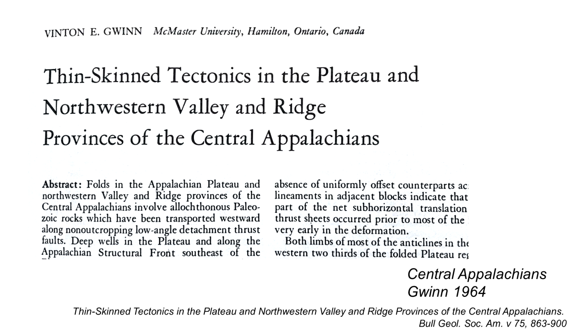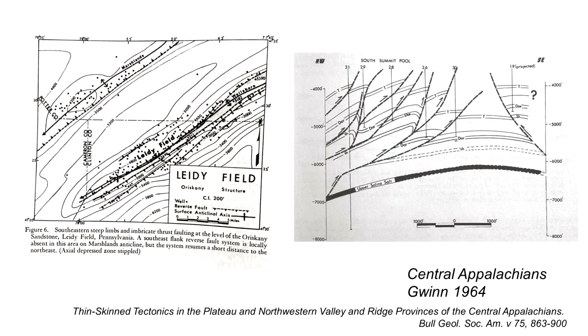In the early 1960s, Gwynn had worked for the Mobil Oil Company, and he was able to integrate a vast number of exploration wells, exploration for gas, in the valley and ridge and the surrounding plateau of the Appalachians. And this shows some of the work that he was able to integrate together. You can see there on the left the number of well penetrations in some of the structures. Gwynn is something of a forgotten figure in Appalachian and indeed thrust belt geology.